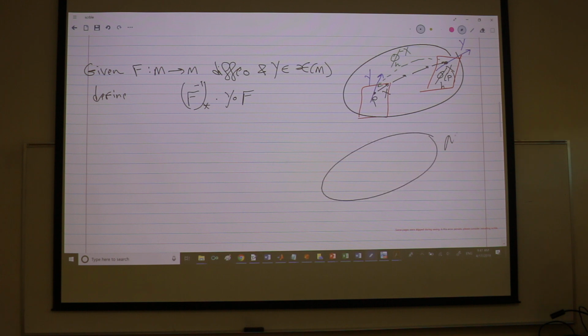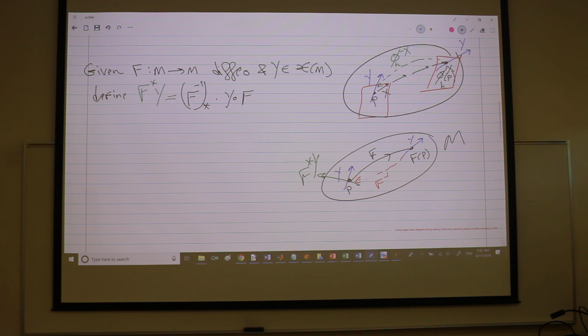So if you have M, here is M, this is P, this is f of P. Here you have y, here I have another y, but then when you push y forward by f inverse star, you will get a different vector field. So this is what we call f star y. We give it the name the pullback, although it's a push forward, but I'm sorry, this is the standard name. The pullback of y along f.